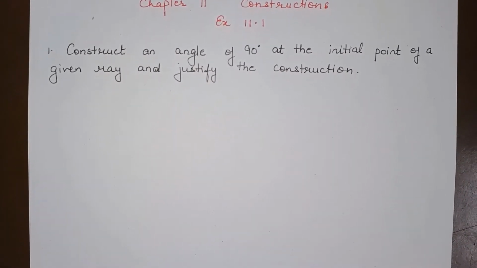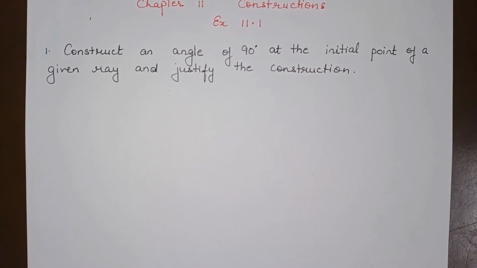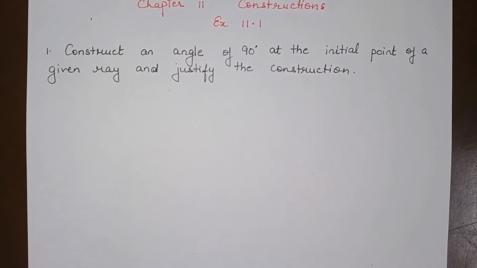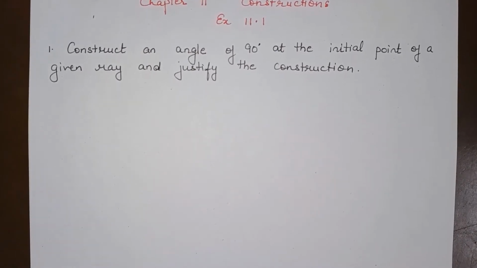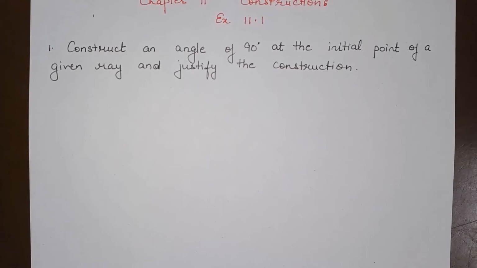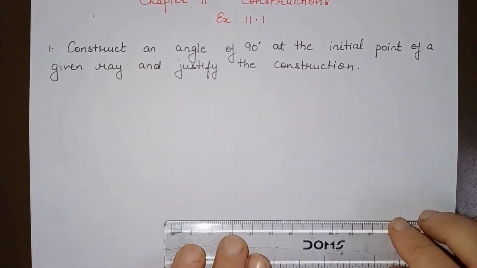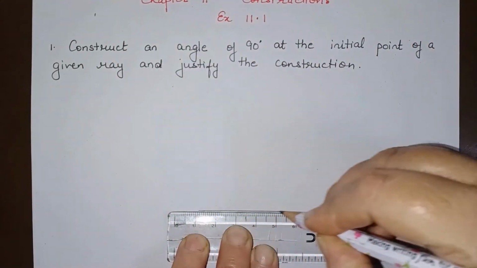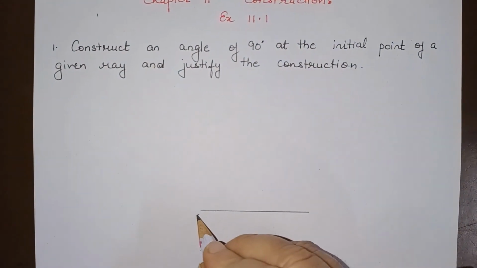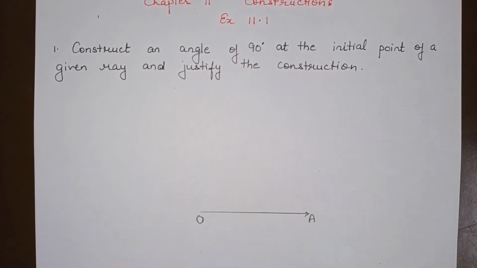First of all, we will draw angle of 90 degree. We will construct angle of 90 degree. Then we will write its steps of construction and then we will give the justification of our construction. So let us start. To draw an angle of 90 degree, first of all, we will take one ray. So this is a ray. I can give it a name as OA, ray OA.